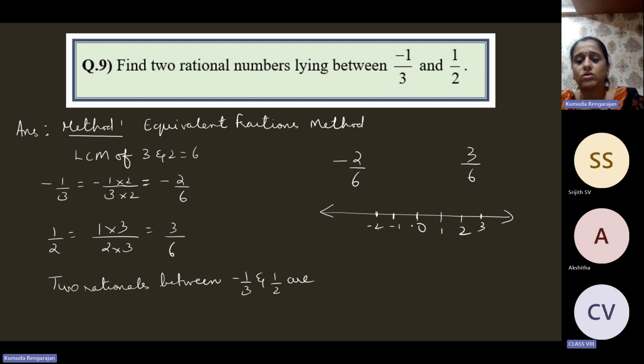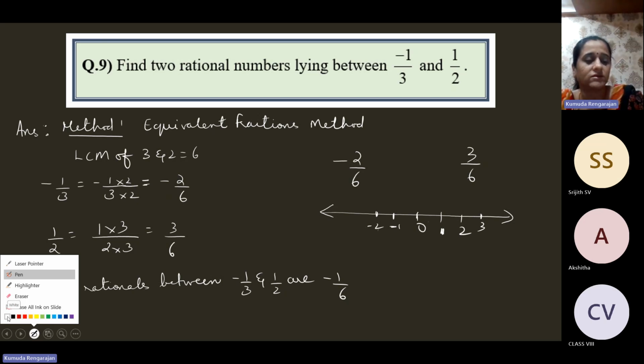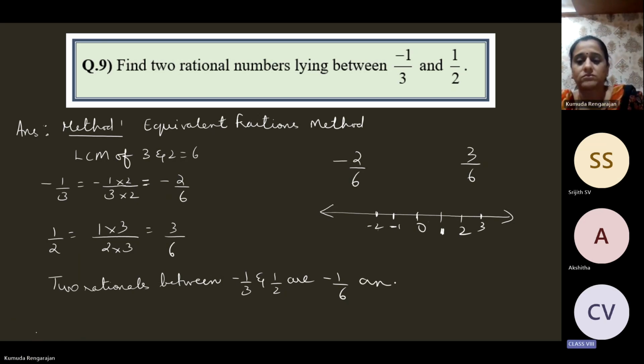So what are the numbers here? Minus 1 by 6, ma'am. Then? 1 by 6, ma'am. Okay. 3 by 6. Minus 1 by 6. You can also say 0 by 6 or 0. Then you said 1 by 6 and then? You can also say 2 by 6. Yes, ma'am.